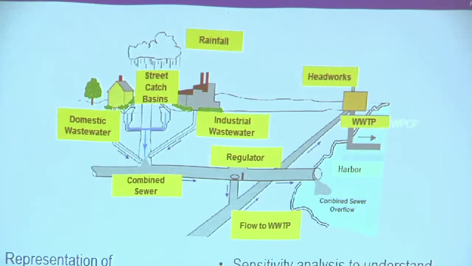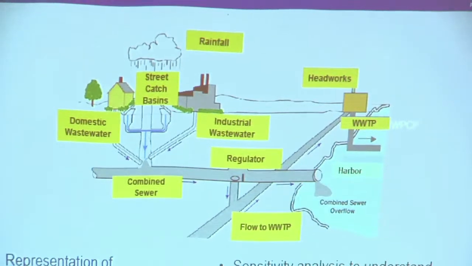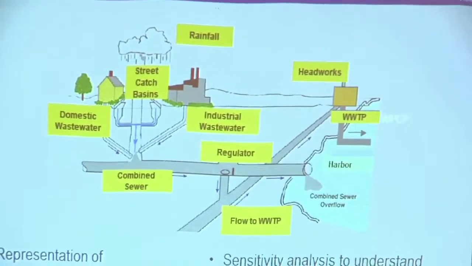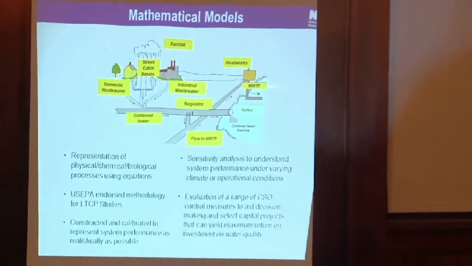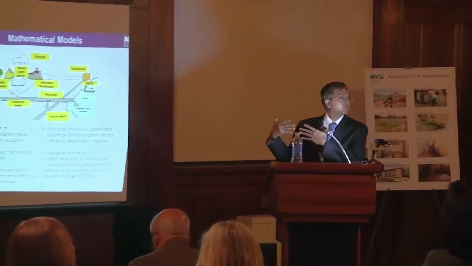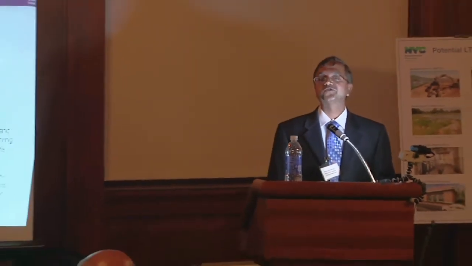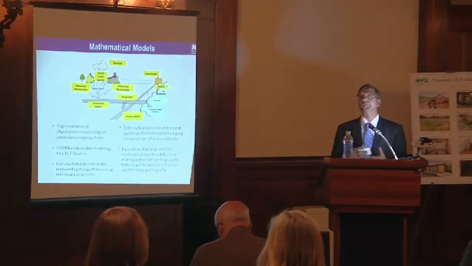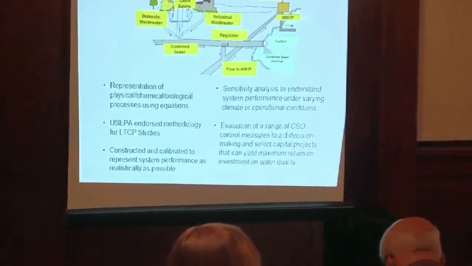So in essence, these models are a mathematical representation of the physical, chemical, biological processes that happen both in the land surface areas and how they get transferred through the sewer system and then eventually into the waterways, and how they are impacting the quality of waterways to support the beneficial uses we are talking about. So it's an EPA endorsed methodology for the long-term control planning studies. And what we start with is the construction and calibration of the model to make it as realistically as possible to represent the system.